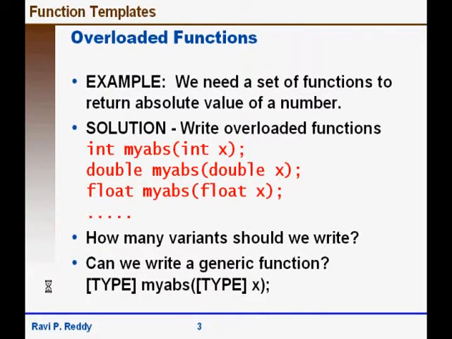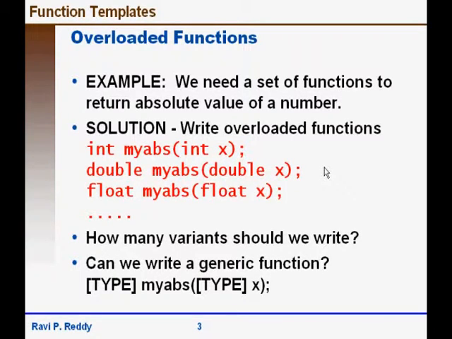Let's look at a simple problem. We need a set of functions to return the absolute value of a number. One solution is to write a series of overloaded functions. For example, for the integer, we can write int myAbs, then another version, double myAbs, float myAbs. Each of them returns a certain type depending on the input parameter.